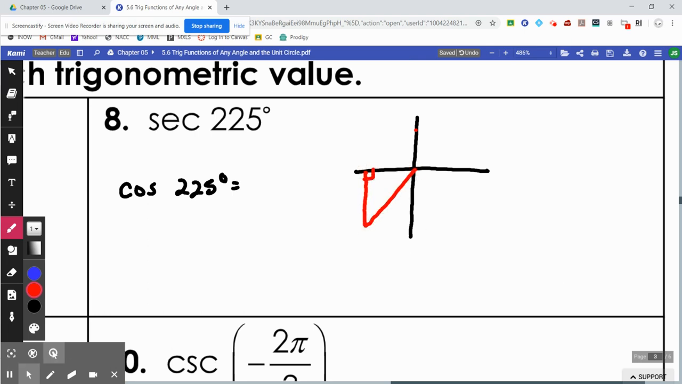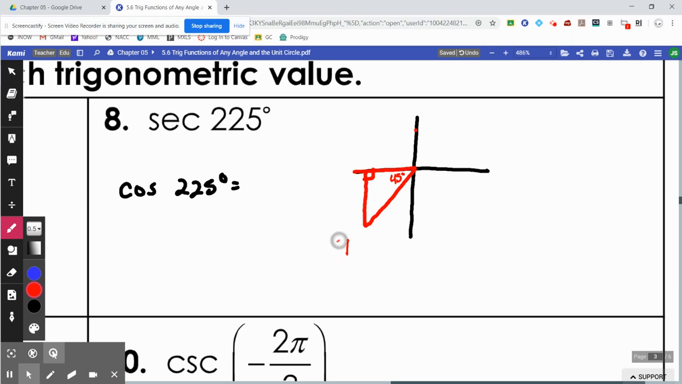I'm going to draw myself a little right triangle. My reference angle here, if this is 180, is 45 degrees. I went 45 degrees beyond that 180. Let me draw that a little bit better. Okay, there we go. So first off, we're in the third quadrant.